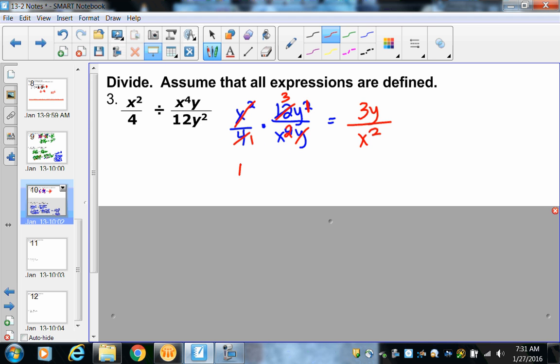Or you could have multiplied straight across, and that would have given you 12x squared y squared over 4x to the fourth y. 12 over 4 is 3. 2 minus 4 is negative 2, and since it's a negative, that means it's an x squared on the bottom. And 2 minus 1 is 1, and it's a positive, so it's up top.